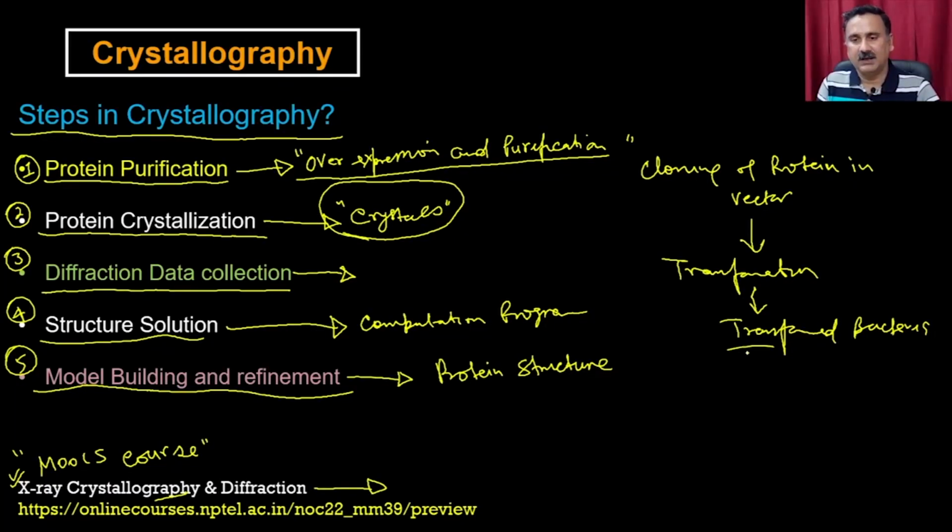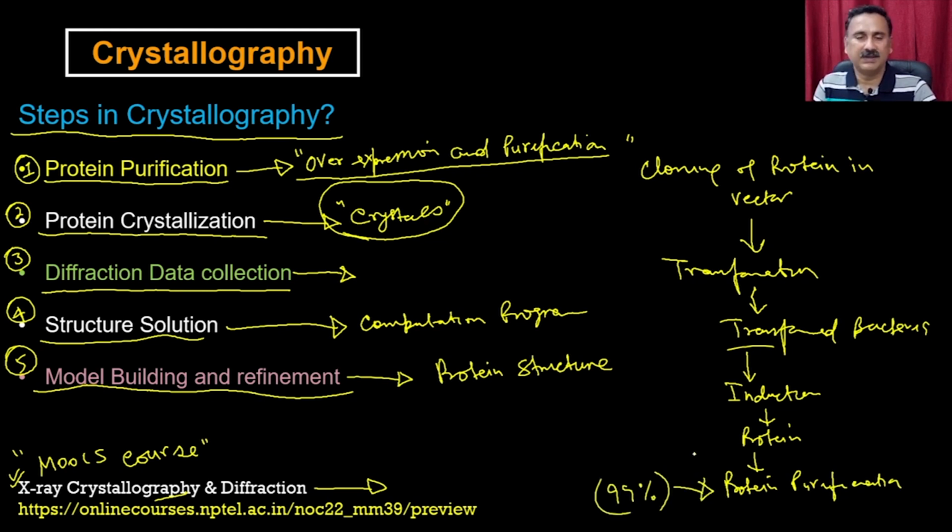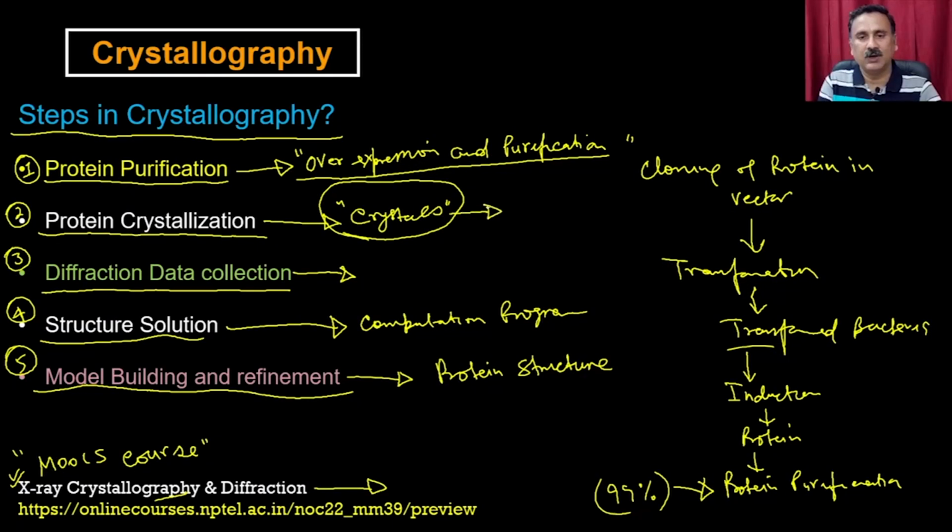All this we are going to discuss when we discuss the production of the enzyme. With the transformed bacteria, you do the induction, and that is going to give you the protein, and then ultimately you are going to do the protein purification, because you are supposed to have 99% pure protein for crystallization. In step 2, you do the protein crystallization, so that you can develop a crystal, and that crystal is going to diffract X-rays, and that is going to give you the diffraction data.